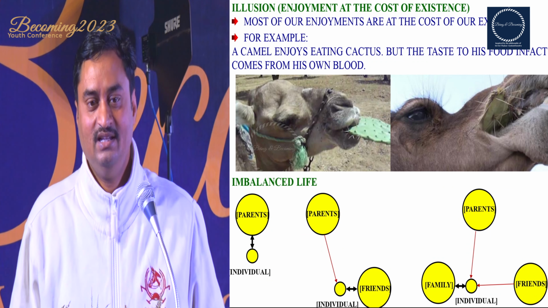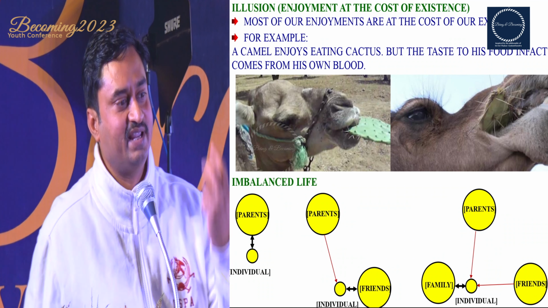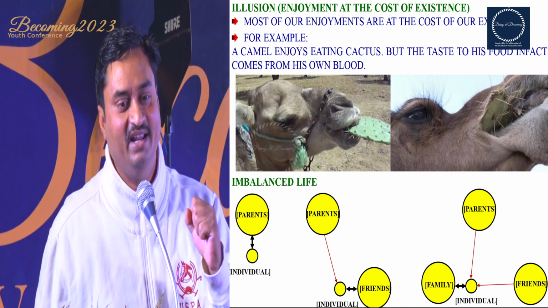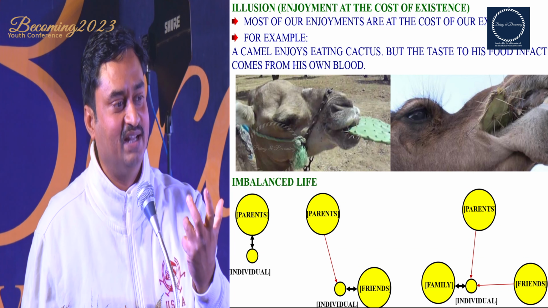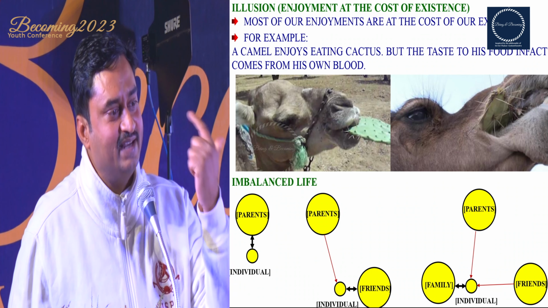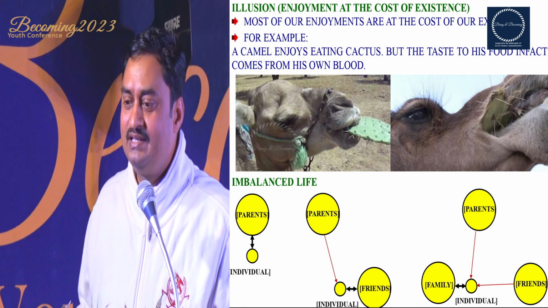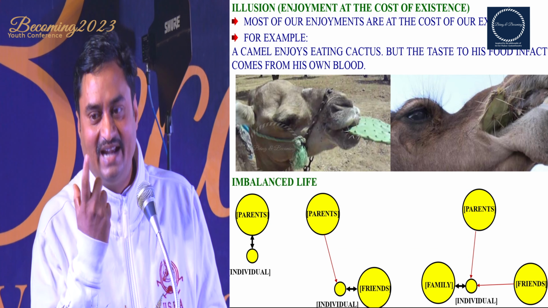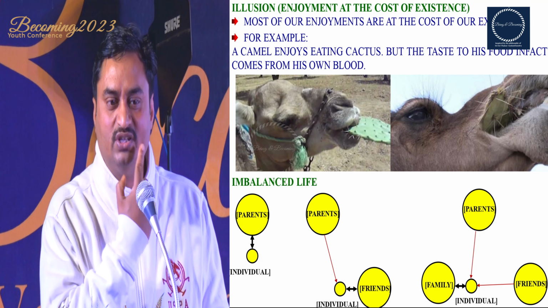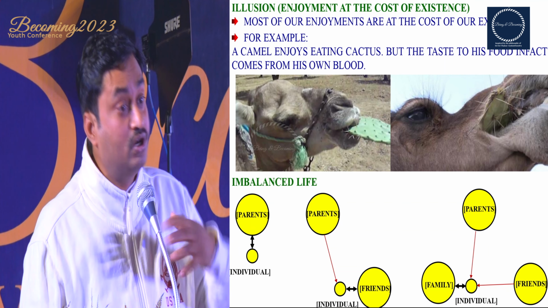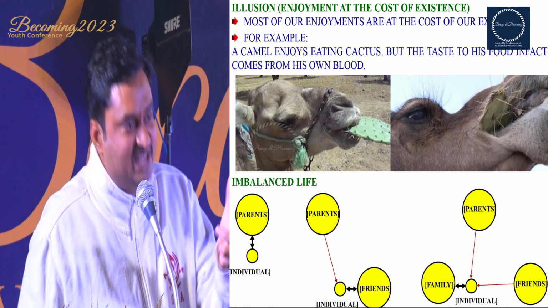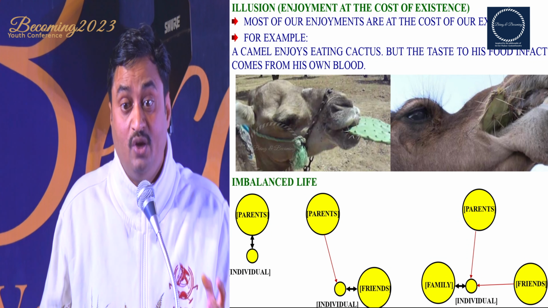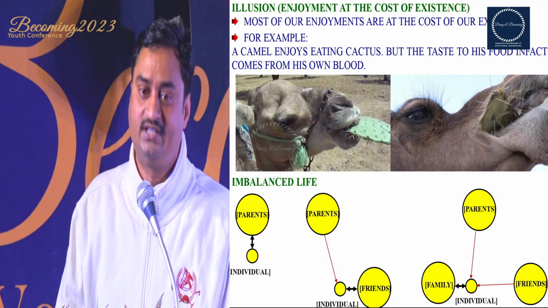Sister Thakur says, the camel in the desert does not get anything to eat, so it eats the thorny plant, that cactus, and it feels that it is very tasty. But the fact is, when it eats that cactus and it goes into its jaws, blood comes out. That blood gets mixed with the cactus, and it gives the taste. So the enjoyment is actually at the cost of its own existence.